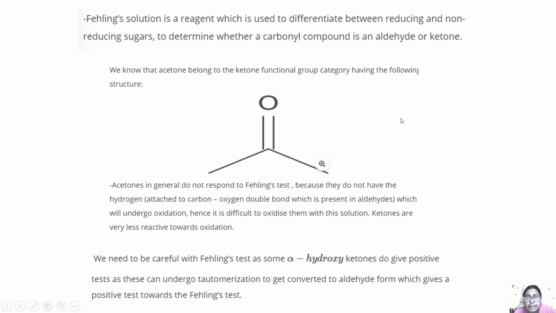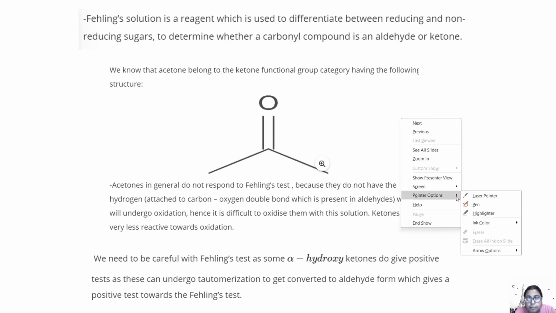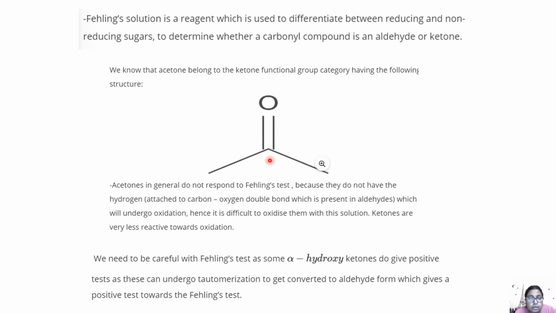So we know that in case of an aldehyde, there is an H attached to the carbonyl carbon. But in case of ketone, there is no hydrogen attached to the carbon oxygen double bond, which is present in aldehydes, and which can undergo oxidation. Hence, it is difficult to oxidize ketones with this solution. So ketones are very less reactive towards oxidation. Acetone falls in the ketone group.